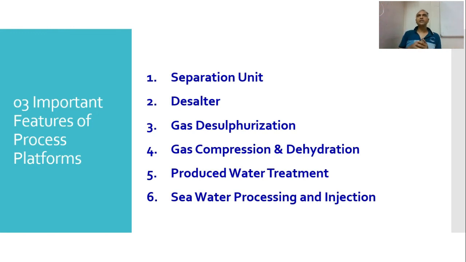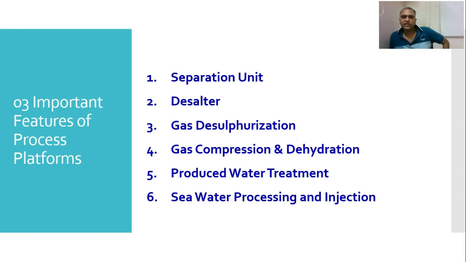Second, some other impurities are also there, like mercury, which is poisonous. Sulfur H2S is also not desirable, then some amount of water vapor is there. So all these things are removed, and then you get a pipeline quality sellable gas which you can directly sell out. So these processes we have seen: first for crude, for gas, and for the produced water. That's it. And the sixth one is the seawater processing and injection.